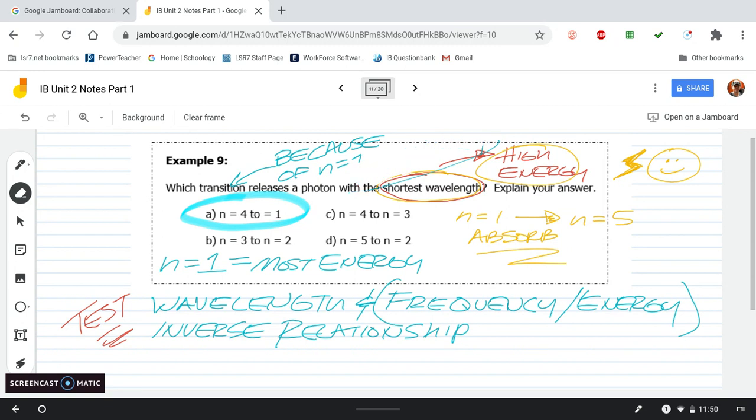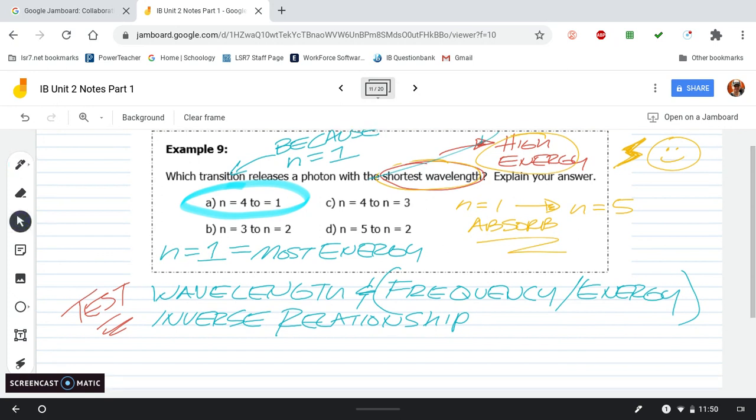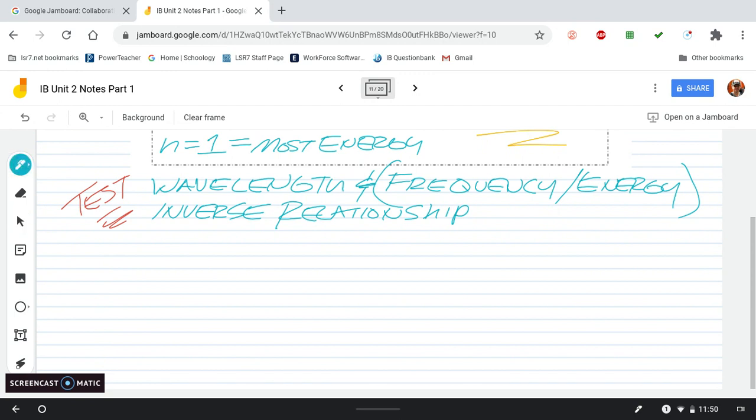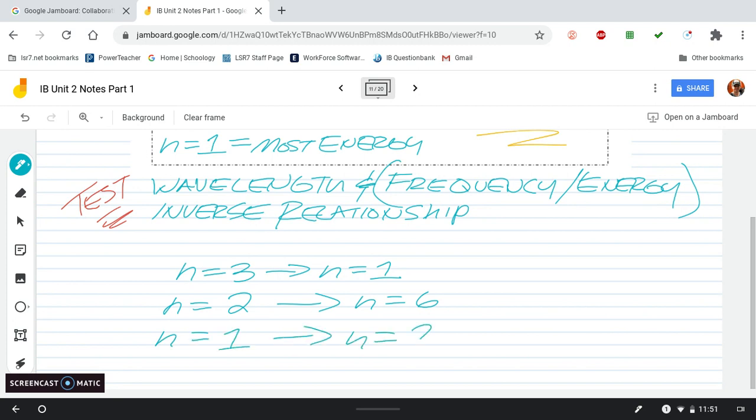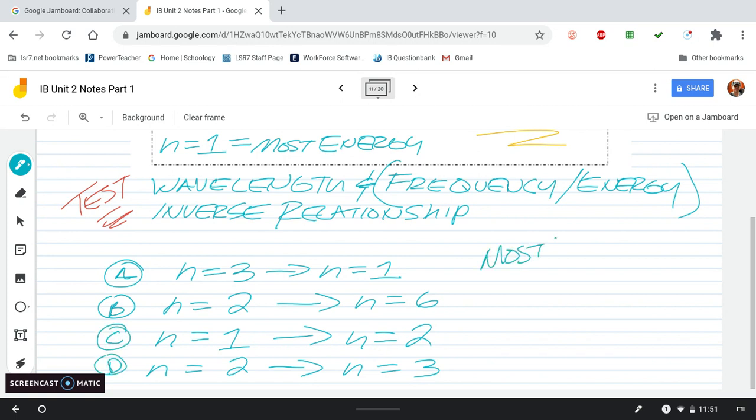Okay, now maybe they give it to us in a slightly different way, and we have to navigate it, but we're always basically doing the same thing. So if we slide down here, I could give you another example. Let's try and figure this out. Which one of these has the most? We'll go n equals 3 to n equals 1. We'll go n equals 2 to n equals 6. We'll go n equals 1 to n equals 2. And we'll go n equals 2 to n equals 3. Okay, so choices A, B, C, and D. And which one of these is going to have the most energy associated with it?